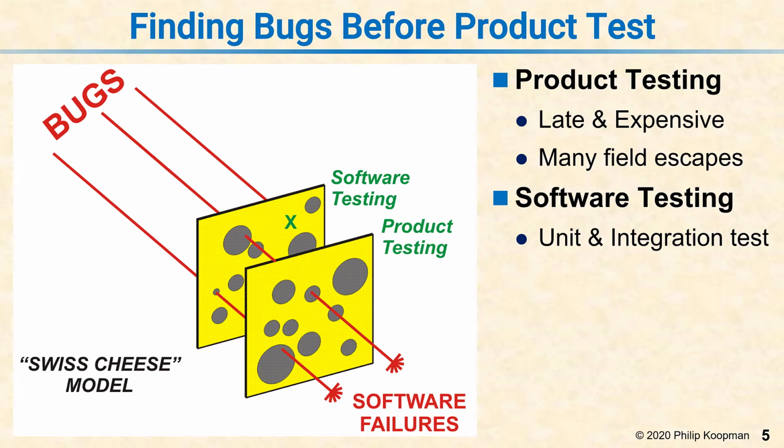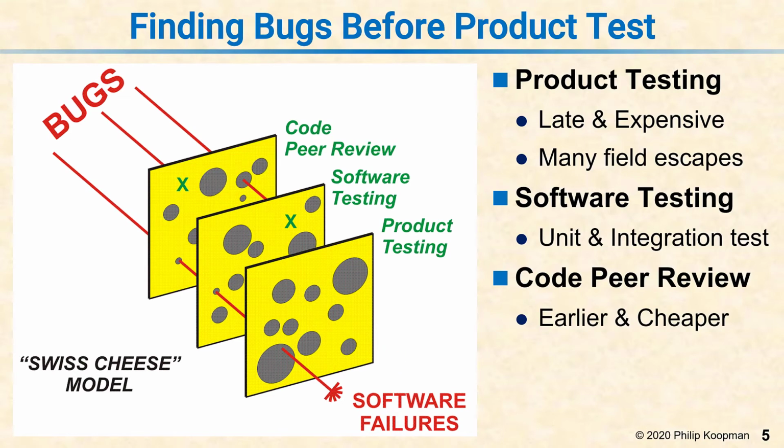You can do code peer review. Code peer review involves people taking a look at the code and trying to find bugs. And it turns out that people doing that will find defects that are difficult to find in testing, but pretty obvious if you carefully look at the code. So the code peer reviews will find some other bugs that would have otherwise escaped and made it through software testing, product testing, out into the field. Code peer review happens earlier in the process and is a lot cheaper than product testing.